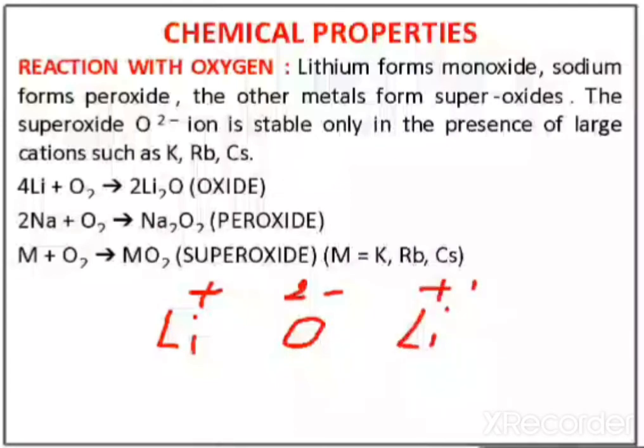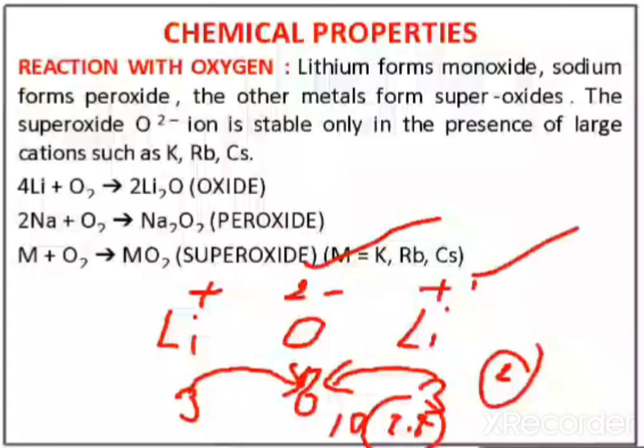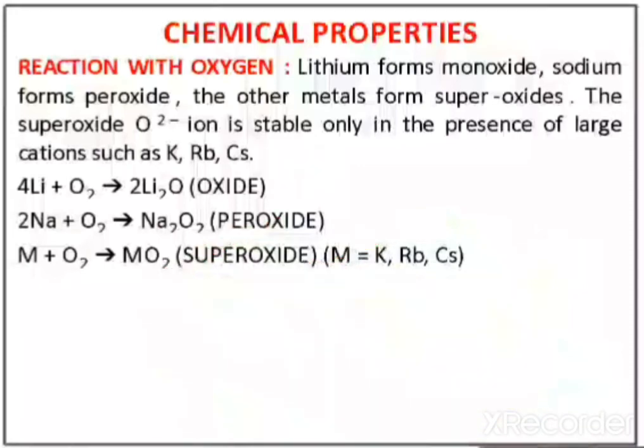For the structure, lithium donates 1 electron, oxygen becomes -2, lithium +1. In ground state lithium has atomic number 3 and oxygen has atomic number 8. If 1 electron is removed from lithium, it will have configuration 2, and oxygen gaining two electrons will become 10, which means configuration 2,8. This one is stable, and this one is stable. So this is monoxide. This is the structure of lithium oxide.